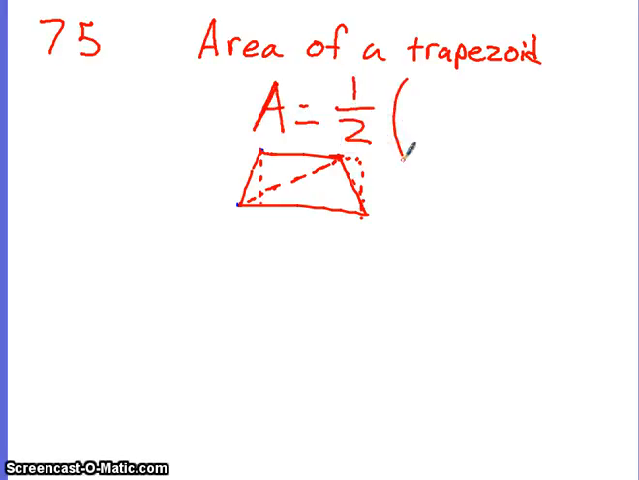It's a little bit complicated. Base 1 plus base 2 times the height. Your trapezoid has two bases. It has a shorter base and a longer base. Okay?